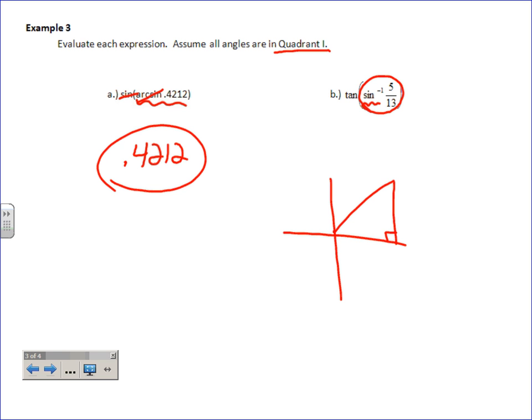Draw something in the first quadrant, and you always connect it to the x-axis. Now, what do you want the angle to be? Theta, x? It doesn't really matter to me. Theta?